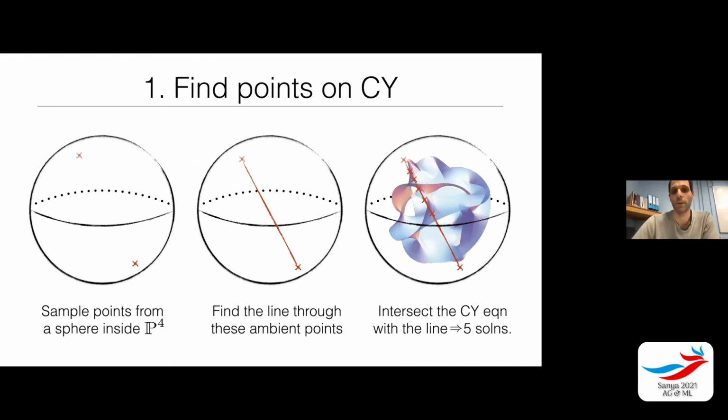So to find points on the Calabi-Yau, this was the first step. We fixed 2 points on the sphere inside P4. Then we find a line through these points, and we intersect this line with the Calabi-Yau hypersurface. Of course, it's a degree 5 surface, so this will intersect in 5 points. So we get these 5 solutions. We add these 5 points, sample another pair of points on the sphere, do this again, and just repeat over and over to get a sample of points.